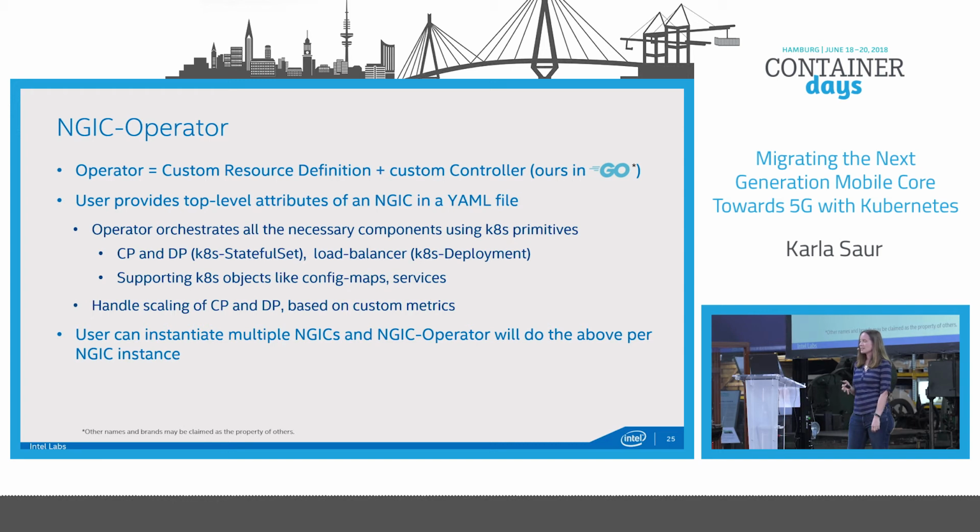So we have our CP and DPs set up as Kubernetes stateful sets. We have a load balancer that handles making sure the traffic is distributed. And then it also creates a bunch of additional configuration that we need. The operator creates all the config maps and sets up all of the services that we need. Also, we scale automatically based on some custom metrics that we defined.